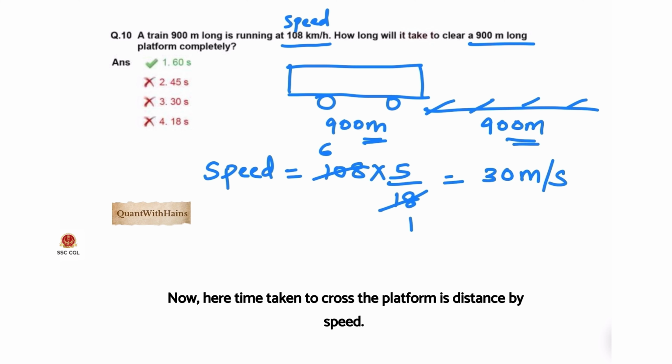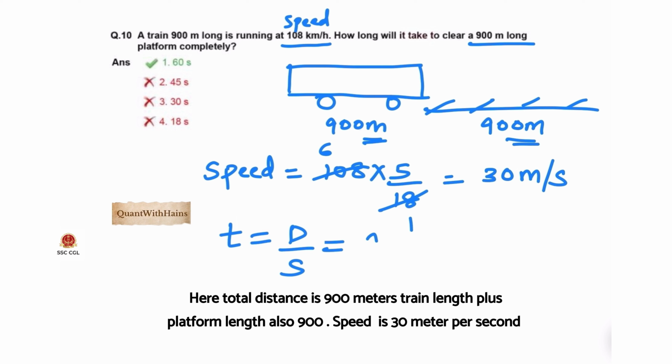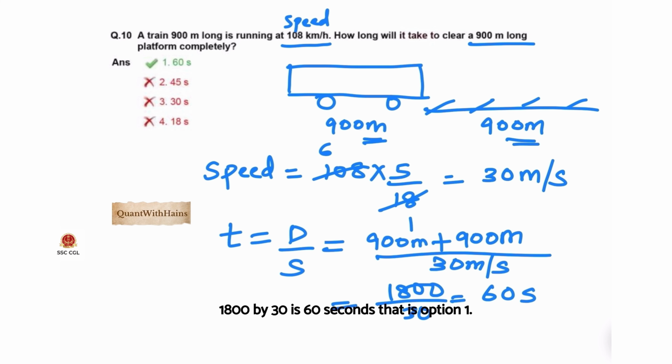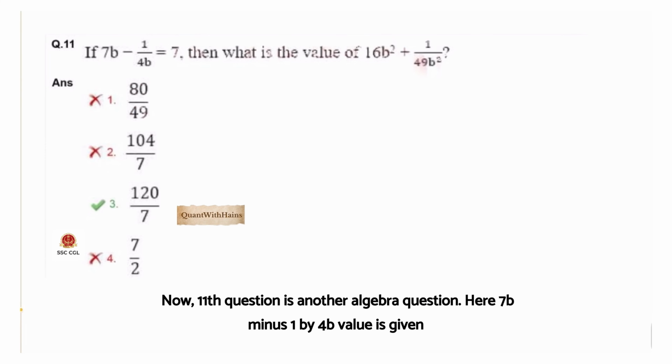Now the time taken to cross the platform is distance by speed. Here the total distance is train length plus platform length, 200 meters. Speed is 30 meters per second. 1800 by 30 is 60 seconds. That is option 1. Now the 11th question, it is another algebra question.